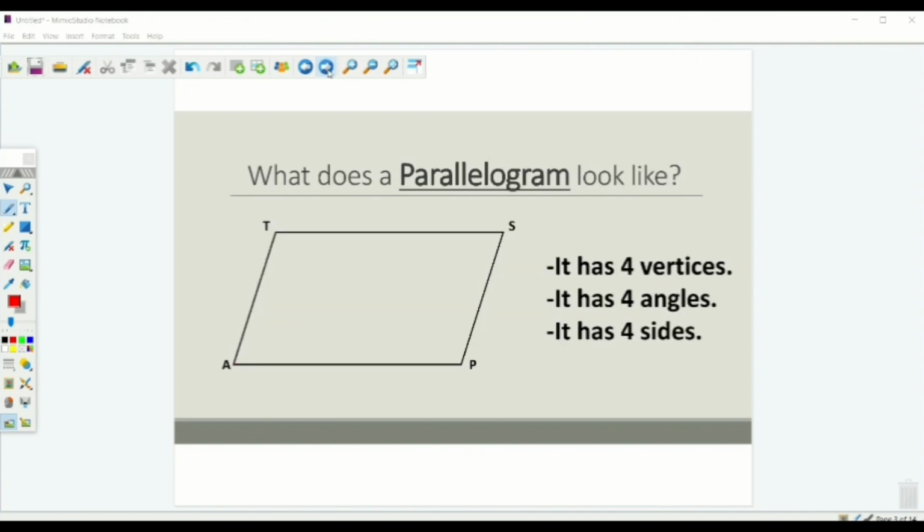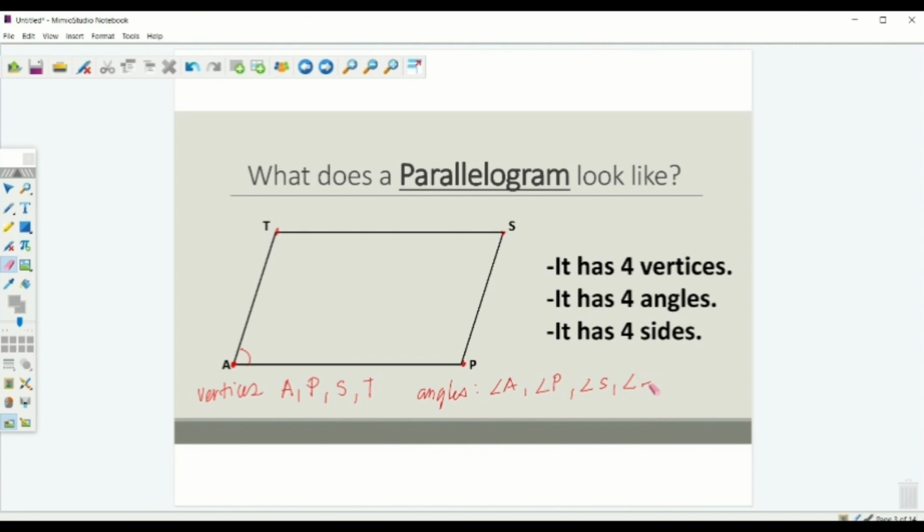It has four vertices, and the vertices are point A, point B, point C, and point D. It also has four angles: angle A, angle B, angle C, and angle D.